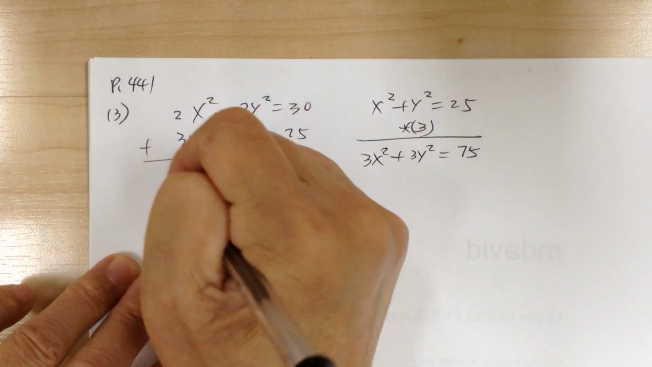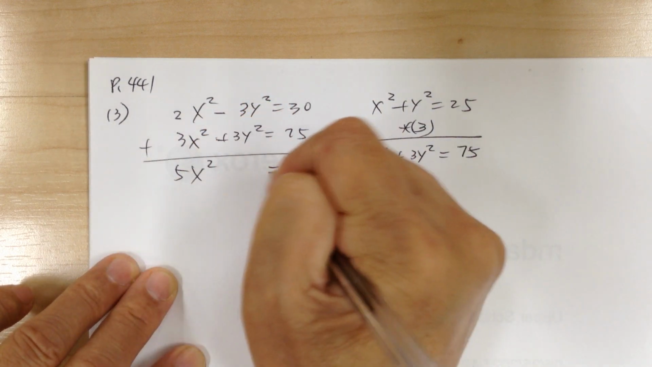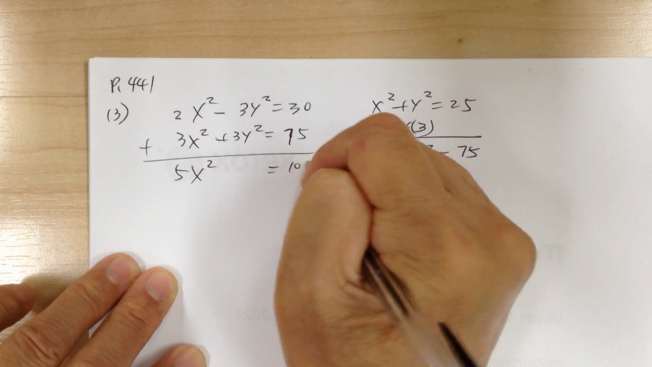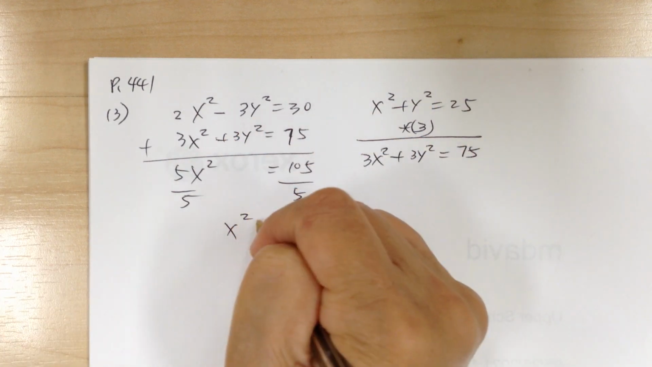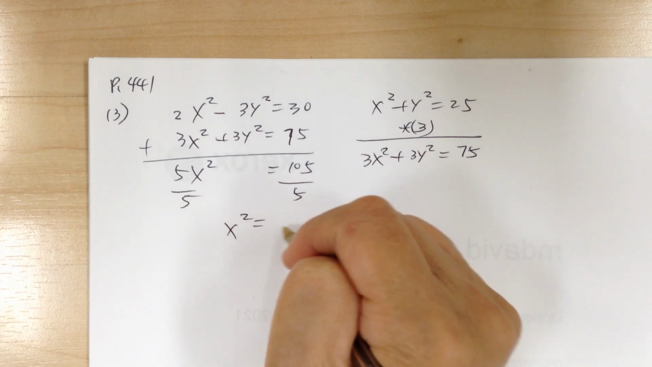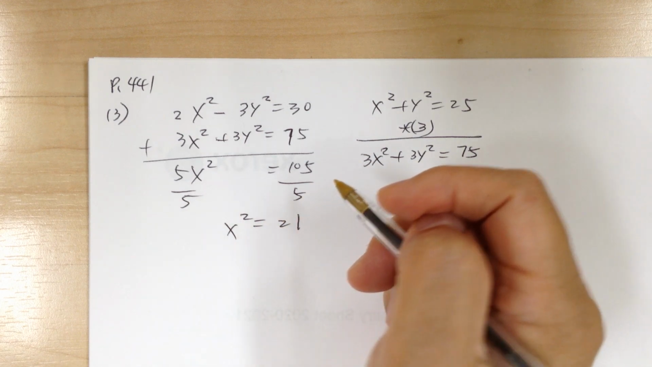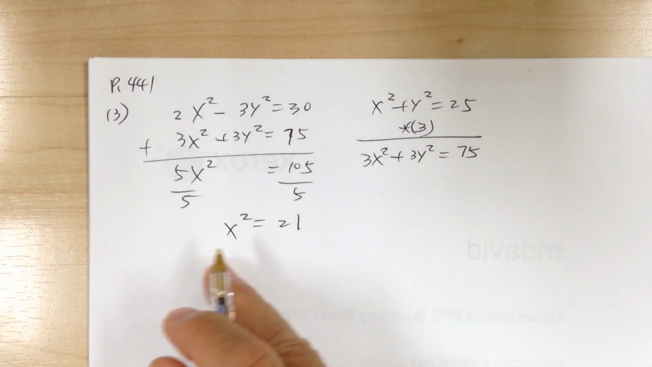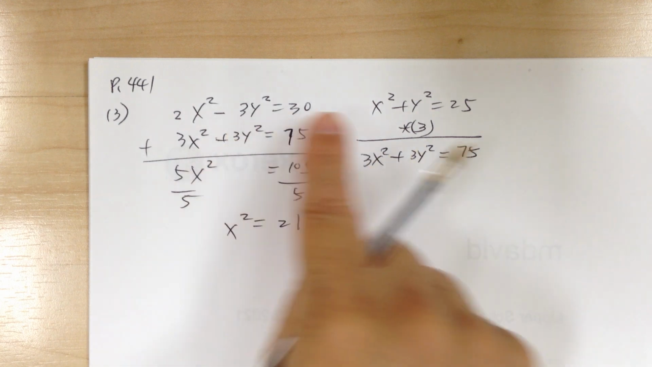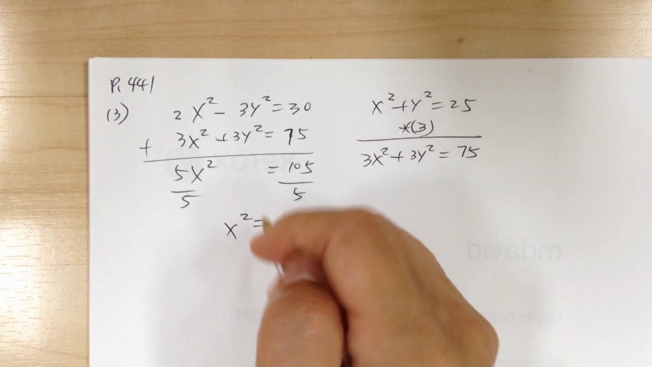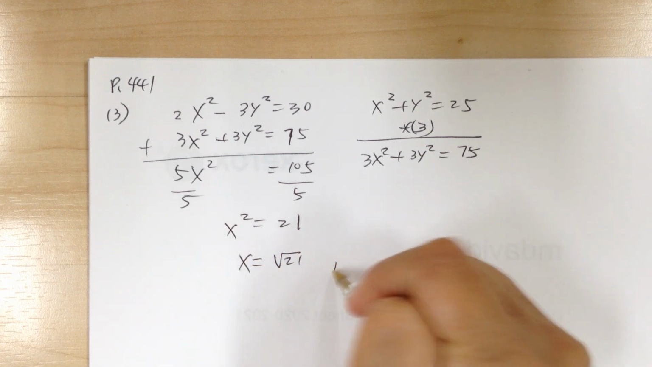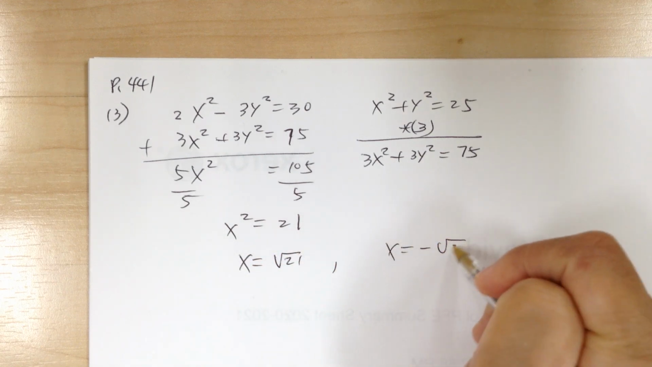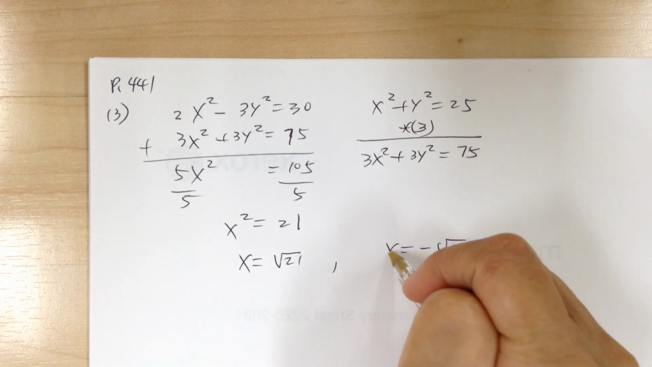Okay, when I add, I get 5x squared equal to 105. So divide by 5, divide by 5. So x squared equal to 21. So when I take the square root, I want to separate the plus from the minus because I have to solve for the y also, right? So take the square root. So I got x equal to square root of 21, and I got x equal to negative square root of 21. Okay, I have to separate it.